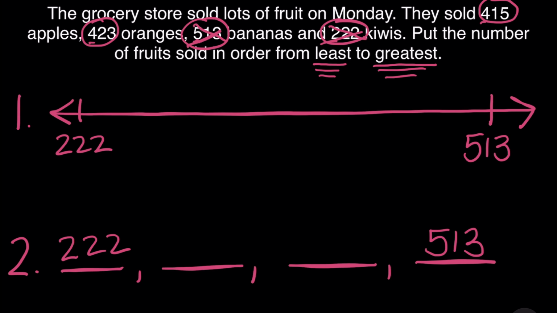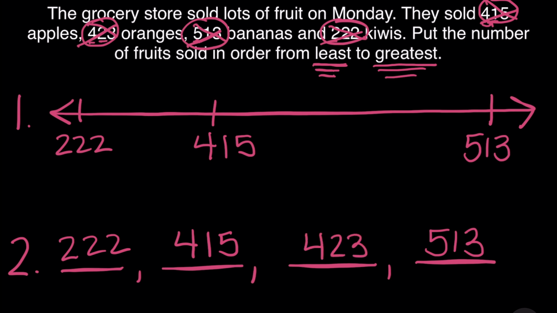Now I've got 415 and 423, so I need to compare the tens places. So 415 has a 10, 423 has a 20. Which one's littler, 10 or 20? 10 is littler. So 415 is going to be the next number I write. And then I'm going to fill in 423 on my dashes at the bottom. And now I've ordered them.